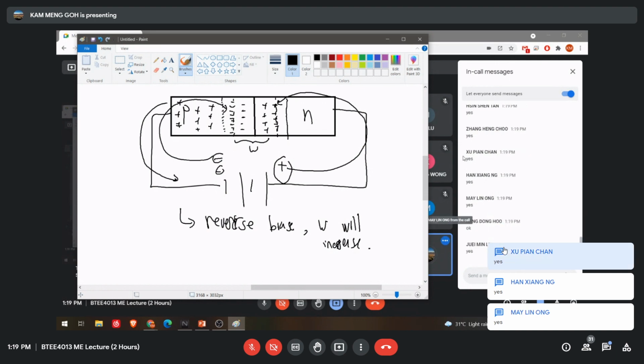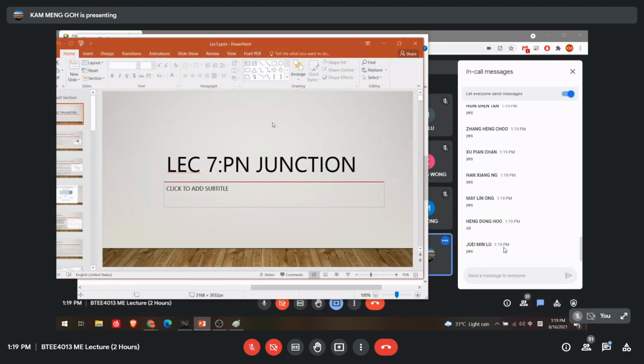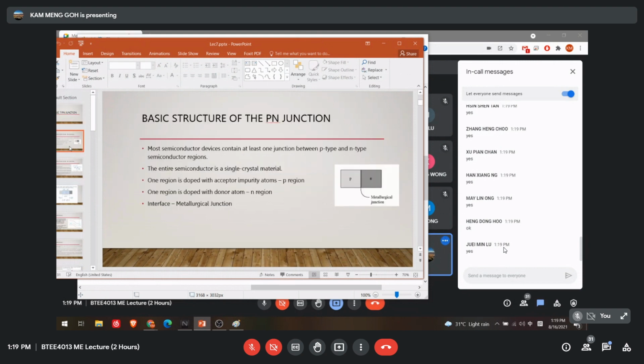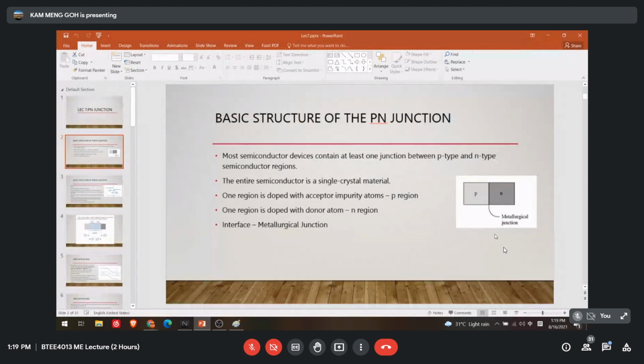Okay, very simple. So let's go back to the slide. Okay, this thing we call a PN junction because we are going to connect the P and N together. So most of the semiconductor devices will have at least one junction between P and N. So one region is doped with the acceptor impurity, which is the P region. Another one is doped with the donor atom, which is the N region. That interface we call a metallurgical junction.